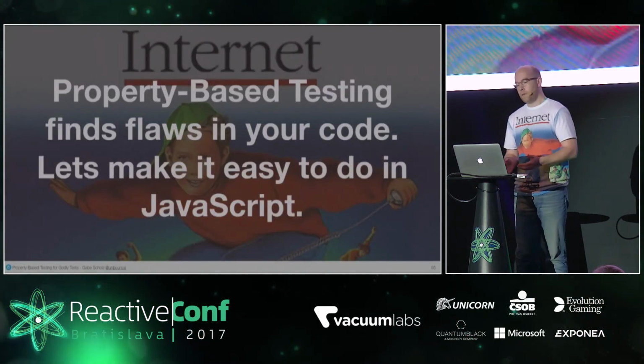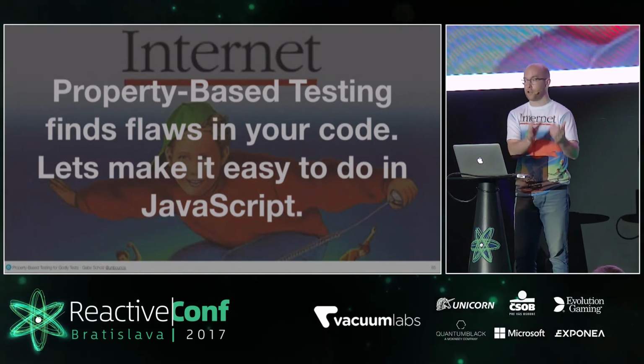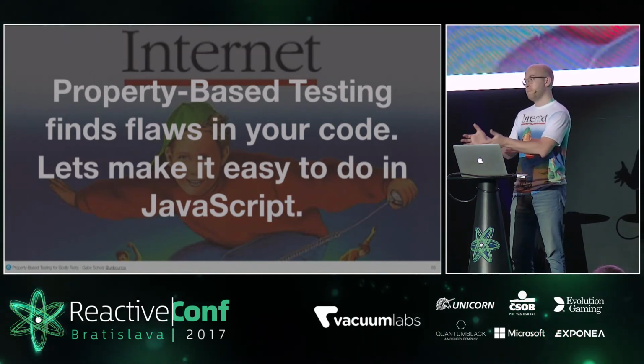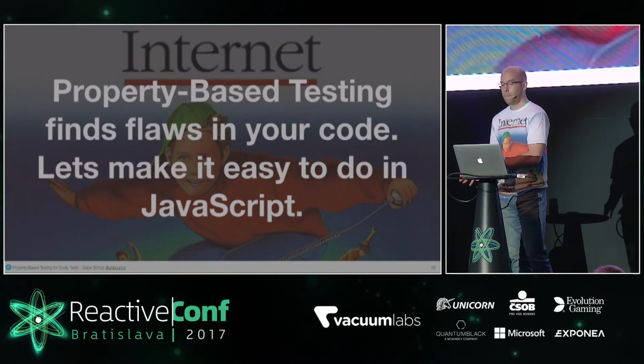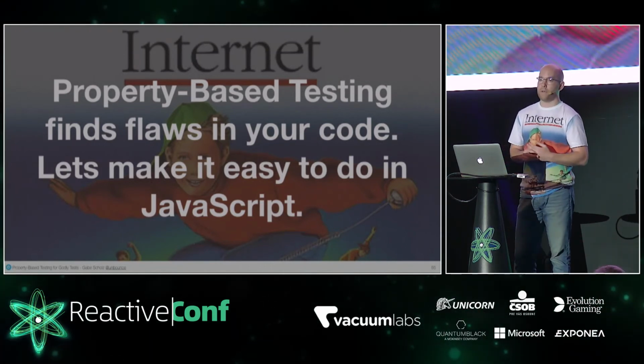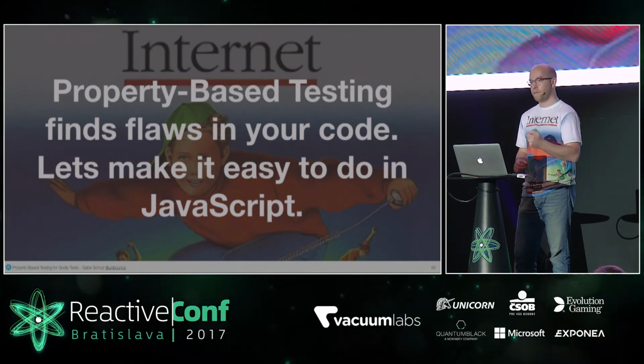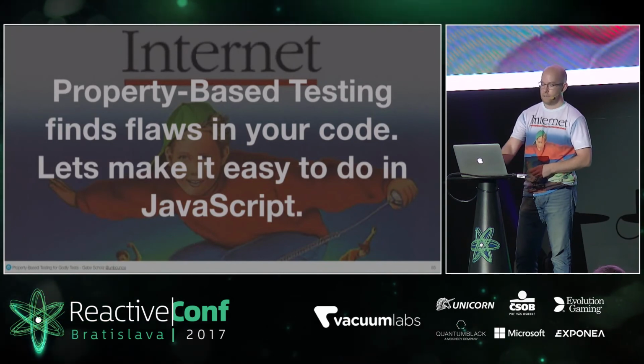So the conclusion, the point that I want you to take away is that property-based testing finds flaws in your code for you because the computer comes up with the test cases. And it does them much faster than you can. And so in the next year, I think we can really do a lot of work to make this sort of thing easy to do in JavaScript.